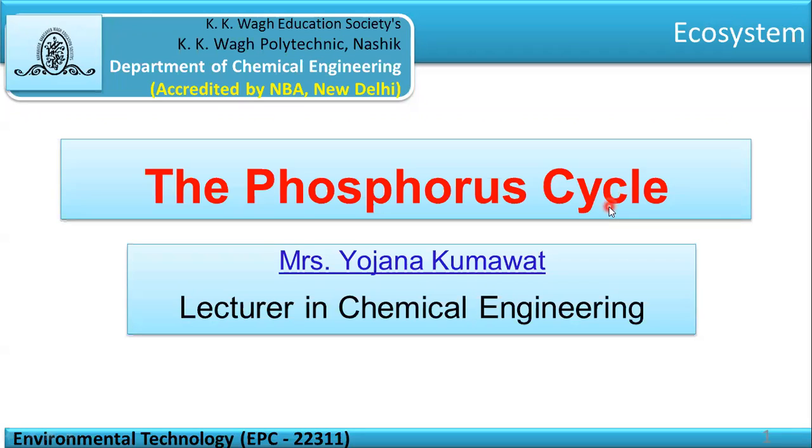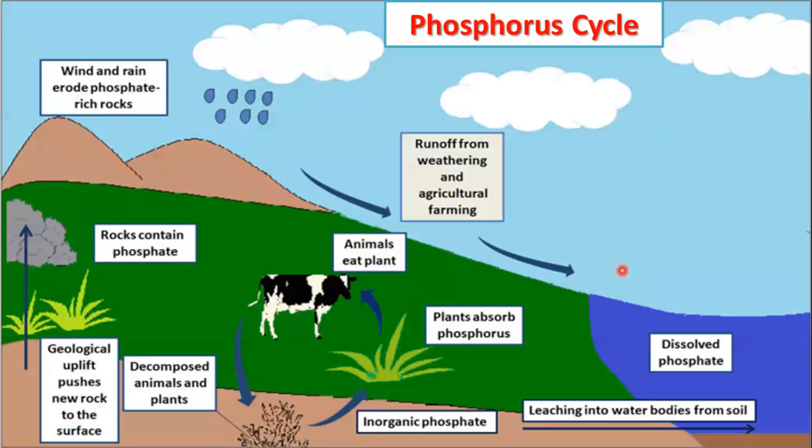Today I am going to tell you about the phosphorus cycle. This topic comes under the subject Environmental Technology of third year diploma in chemical engineering. This diagram shows the phosphorus cycle. In this diagram, I am going to show you how the phosphorus is transferring from the surface to the atmosphere and from atmosphere to the ocean.